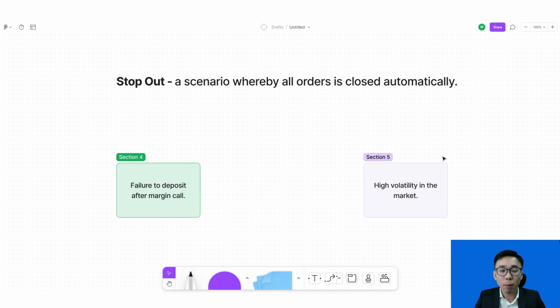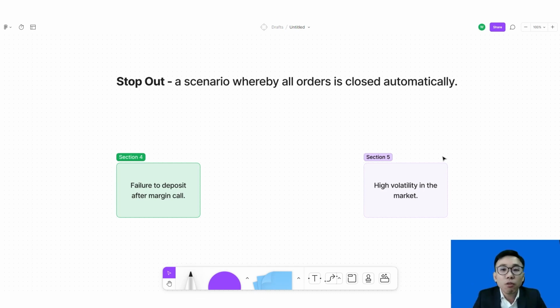Now, last but not least is stop out. Stop out is a scenario whereby all of your orders are being closed automatically. And this scenario actually happens after you ignore a margin call. This scenario actually occurs more often than you think, and here are the two reasons why. Number one, failure to deposit after margin call. There may be a few factors that come into this, but sometimes a margin call may be triggered when we are sleeping, and due to that, we may miss out on the notification itself. And when the market is moving quite fast and you stumble upon further losses thereafter, stop out will be triggered.